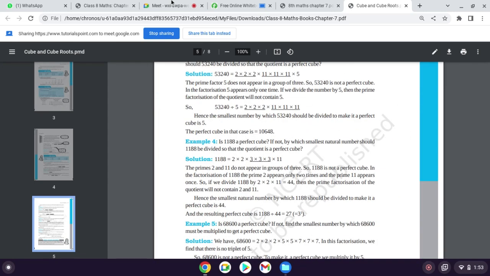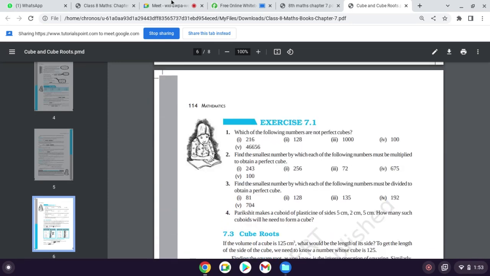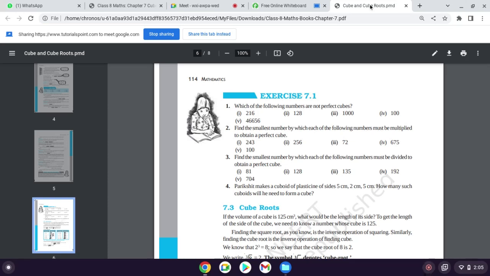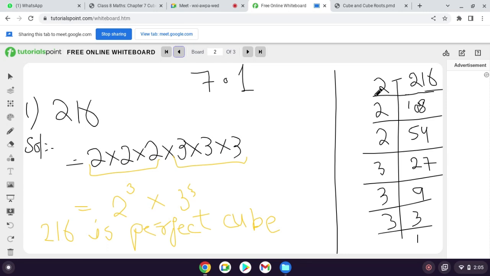Got it? Yes. Let's do exercise 7.1. Here is exercise 7.1, in which we have to check each number to see whether it is a perfect cube. If we find any number, we have to do the prime factorization. If we find exactly the cube of the same number, then the given number is a perfect cube. For example, the first is 216. 216 is exactly the cube of 2 and 3. If any number is present and it is not present in triplets, that is not a perfect cube. Okay, I did the first part.